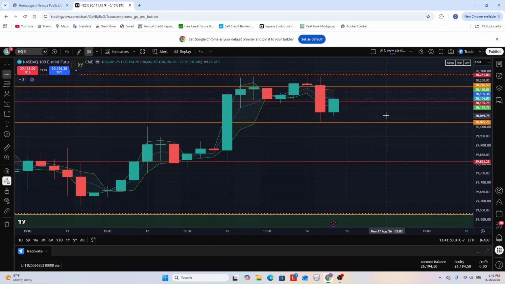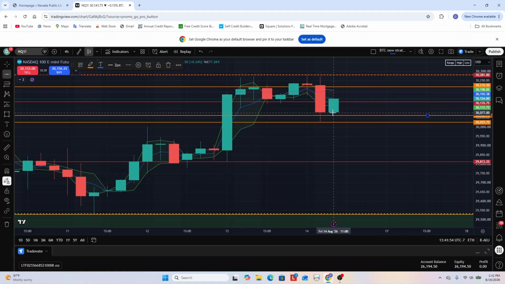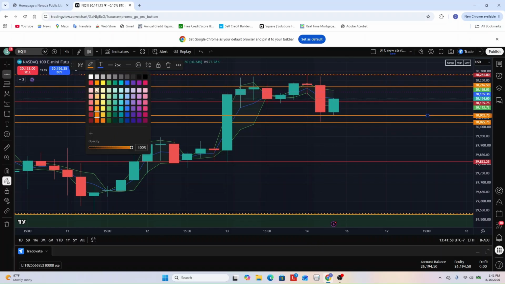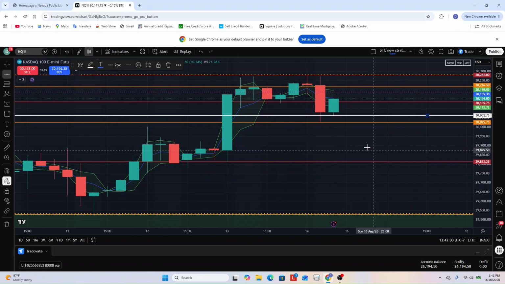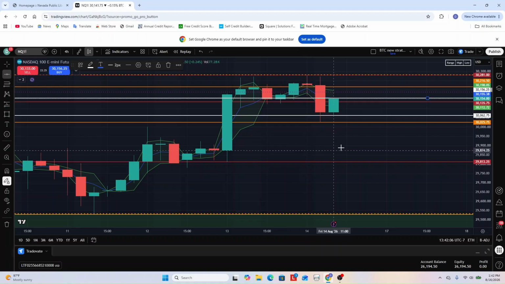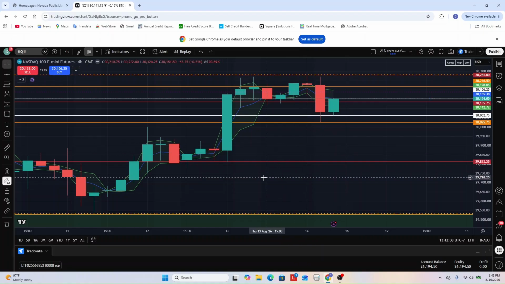I'm gonna just highlight the low of this Friday's last 4 hour candle. Let's change the color. We'll do white. And then I'm gonna do the high and we'll do white. And we'll just leave that as it is.